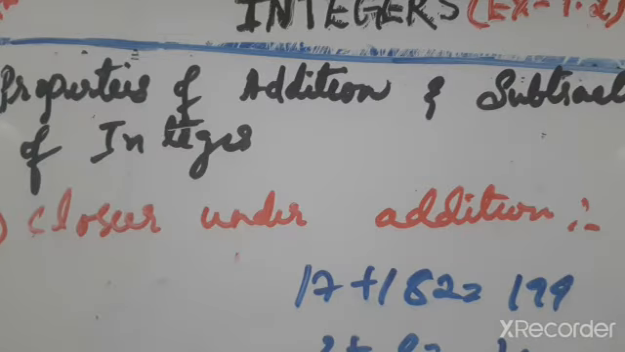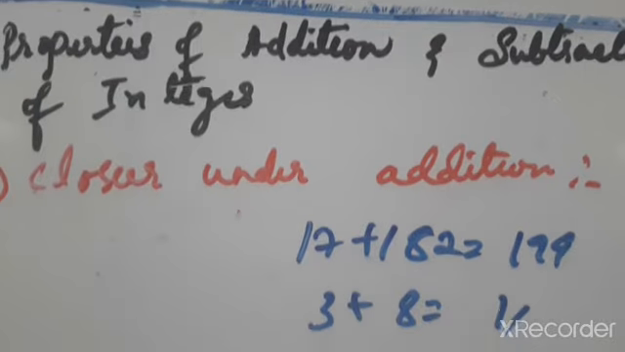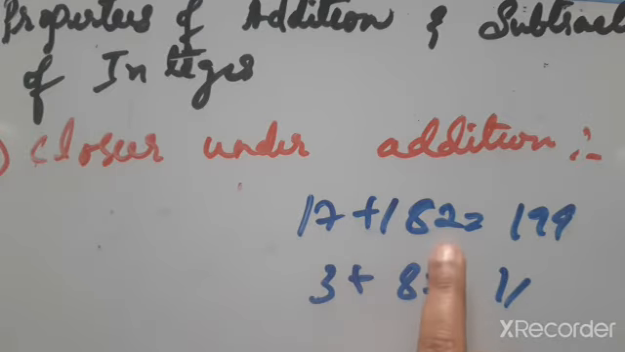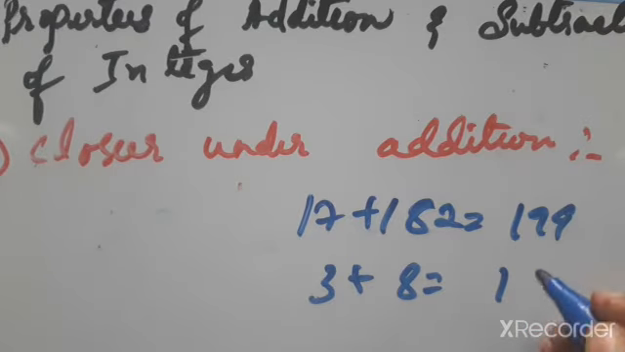Properties of addition and subtraction of integers. Here, first one, closure under addition. We know that the addition of two whole numbers is again a whole number. For example, these two are positive whole numbers: 17 plus 182, the answer is 199. Then 3 plus 8, the answer is 11. So the sum of any two whole numbers is always a whole number. This property is known as the closure property for addition of whole numbers.